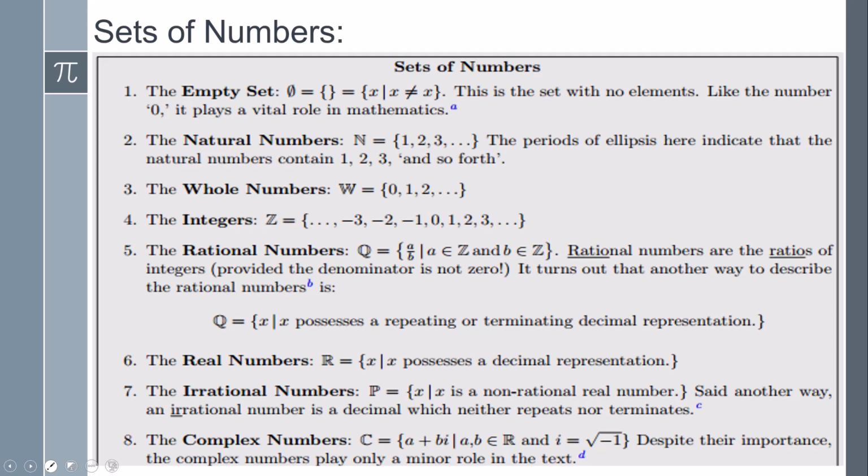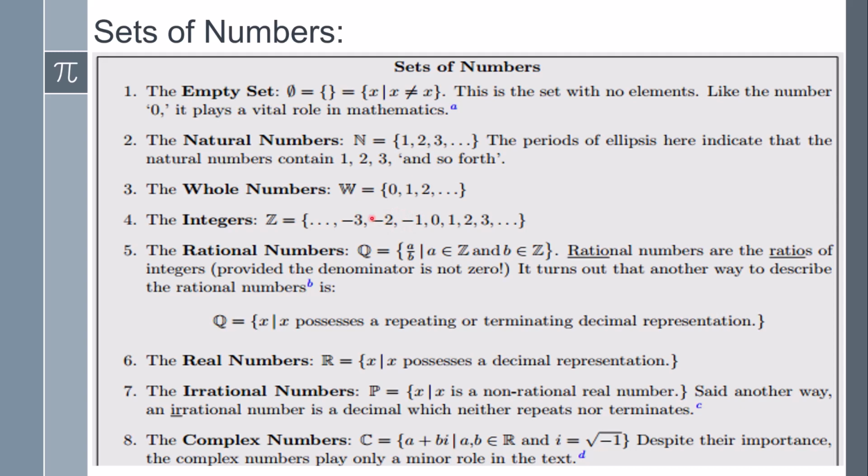Now here is the set of all the different types of numbers that we're going to take a look at in this class. The first is what we call the empty set, which means there's nothing in the set, and we use that symbol there to define it. Then we have the set of all natural numbers, which are your positive numbers starting at 1, counting up. Positive whole numbers, 1, 2, 3, and so on and so forth. Whole numbers are all of these natural numbers. We include 0 in them.